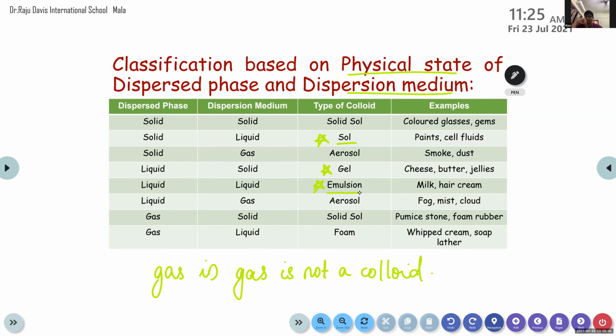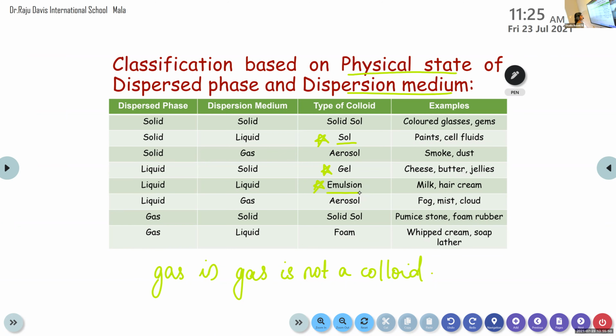Solid and solid, solid sol. Example, colored glass, gems. Solid and liquid, sol. Example, paints, cell fluids. Solid and gas, aerosol. Example, smoke, dust. Liquid and solid, gel. Example, cheese, butter, jellies.